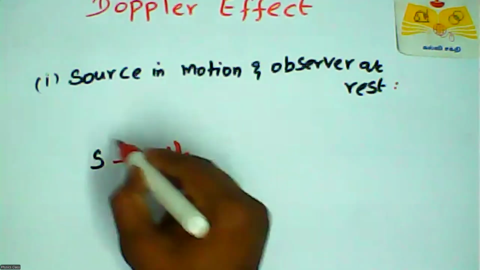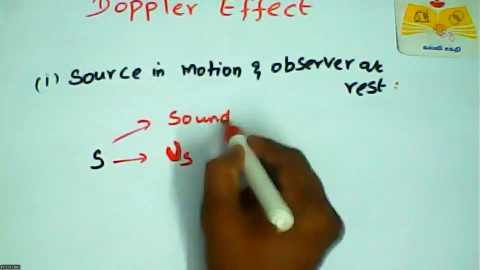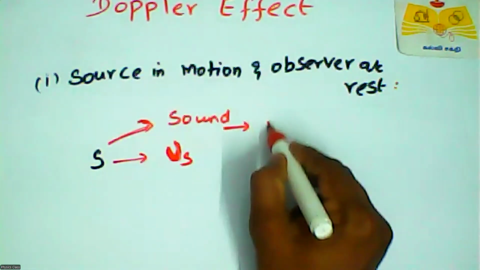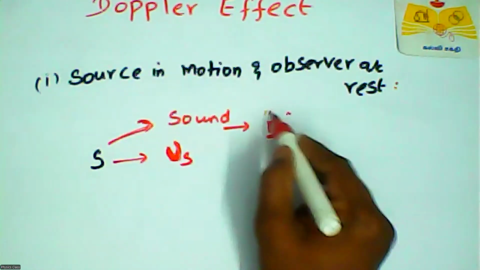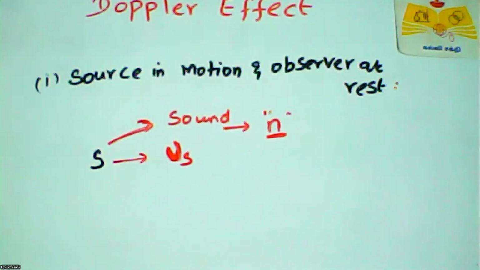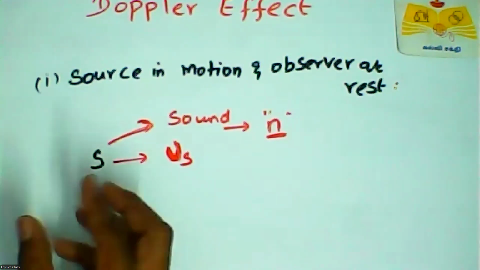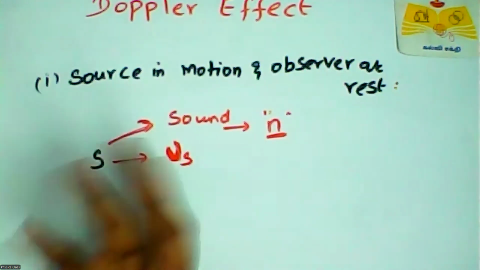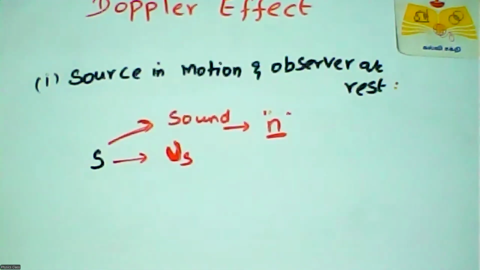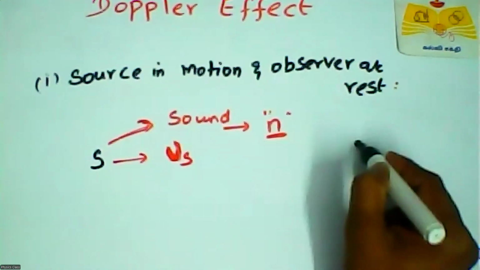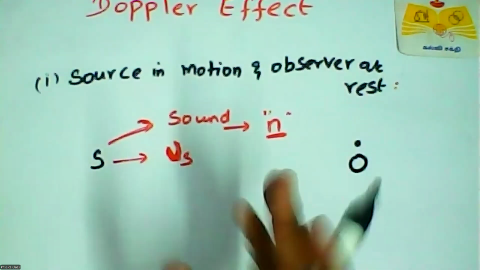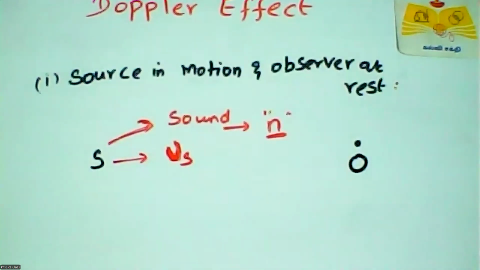Sound has a frequency. It emits a sound with a frequency, and in your book n denotes the frequency, so that is why I am putting n here. The source moves with constant velocity Vs and produces a sound with frequency n. The observer O is at rest, stationary in the frame of reference in which the medium is also at rest.